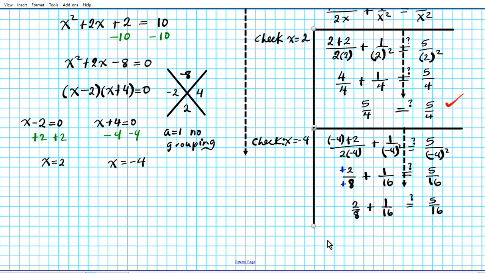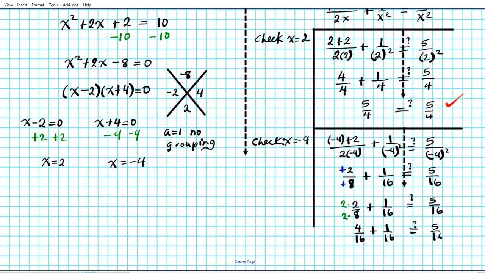Well, we can't combine them yet. The denominators are different, so we have to find the LCD. So what we'll do here is multiply by 2 top and bottom. And what does that yield? We have 2 times 2, which is 4. Is 4 over 16 plus 1 over 16 equal to 5 over 16?